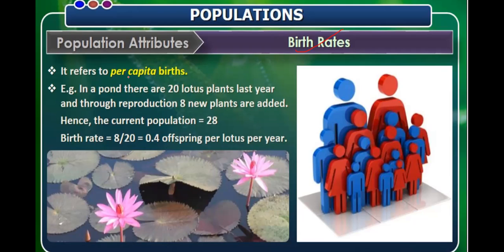It refers to per capita birth. Suppose in a pond there were 20 lotus plants last year, and through reproduction, 8 new plants are added. The current population is 28. So, what will be the birth rate? It will be 8 divided by 20, that is 0.4 offspring per lotus per year. So this is the birth rate: the number of individuals added divided by the original population.